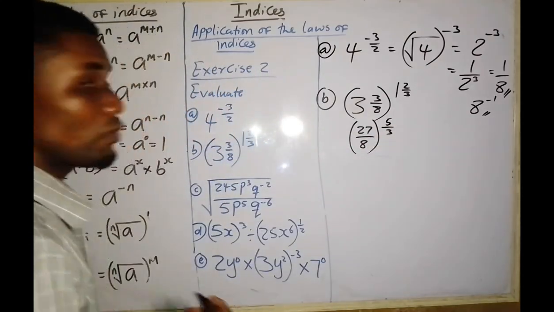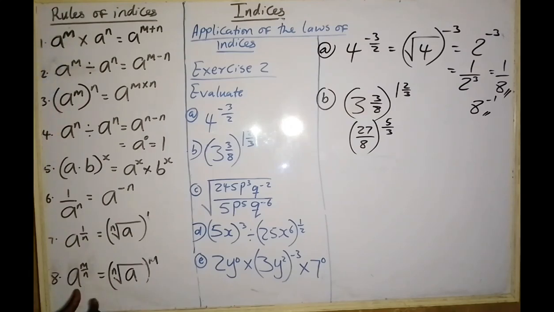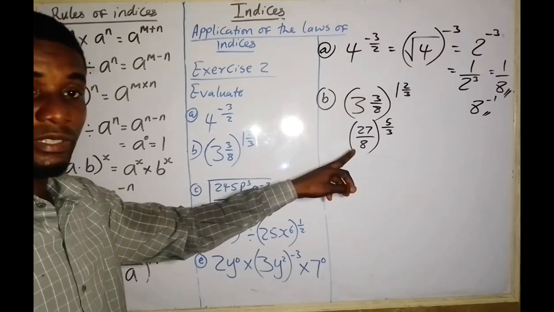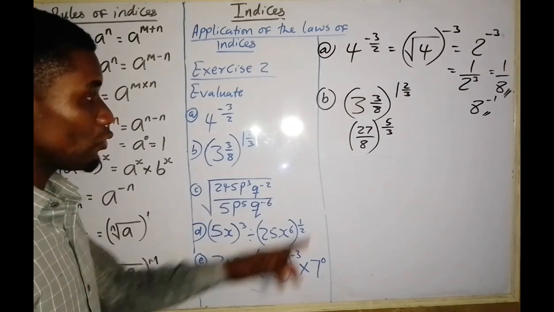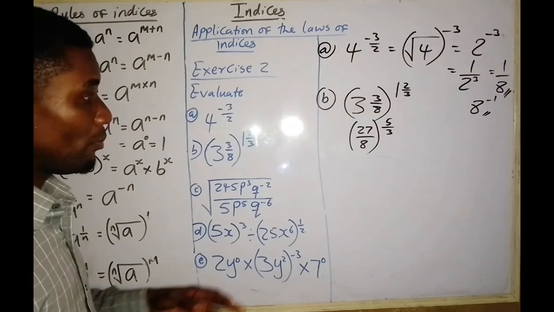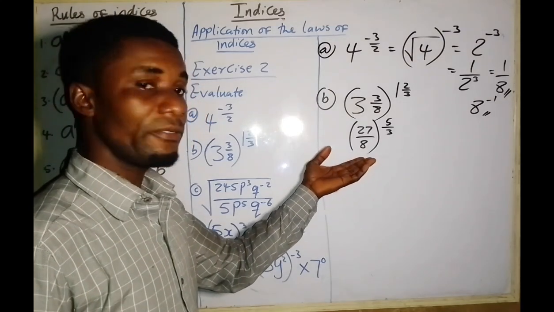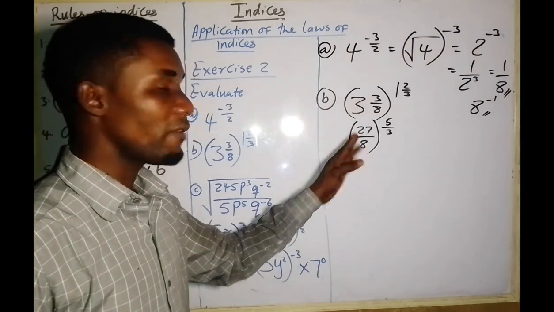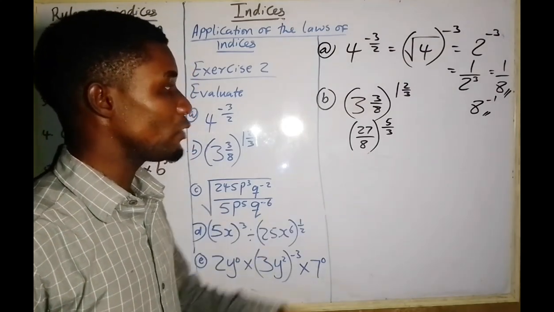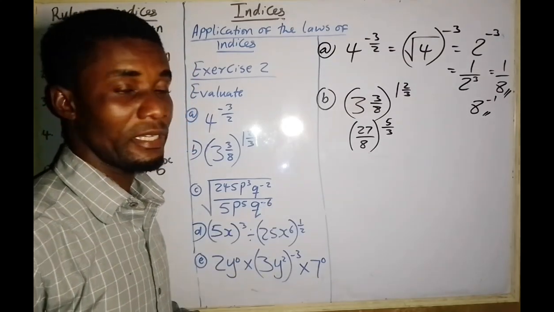Now what we are still going to apply here is our fractional index law. In a case whereby we are given different bases or different values in the bracket, we are meant to apply our product law. But in this case, there is no different variable. Instead, we only have the fractional value given in the bracket. So here we are meant to apply our fractional index law.